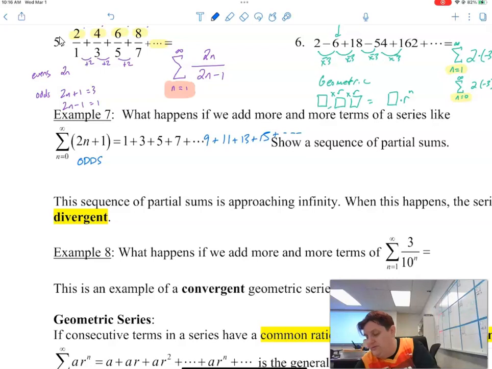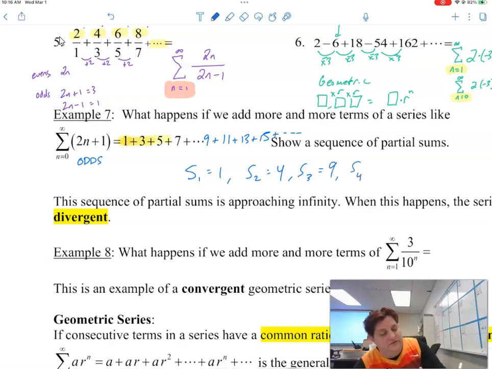The way that we do that is we go like this. What's the sum of the first number? Just the first number is 1. What's the sum of the first two numbers? If I added those, 1 plus 3 is 4. What's the sum of the first three numbers? 1 plus 3 plus 5 is 9. What's the sum of the first four numbers? 1, 3, 5 plus 7 is 16.